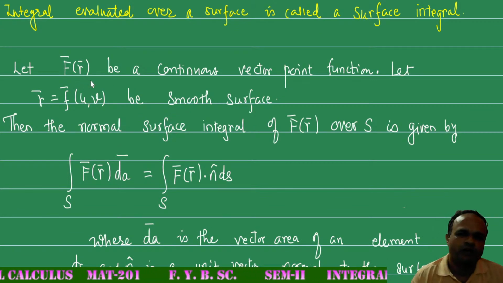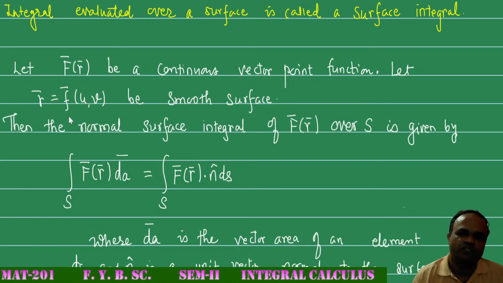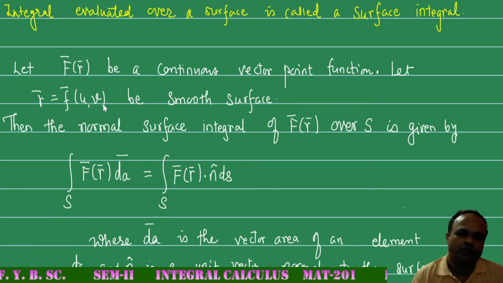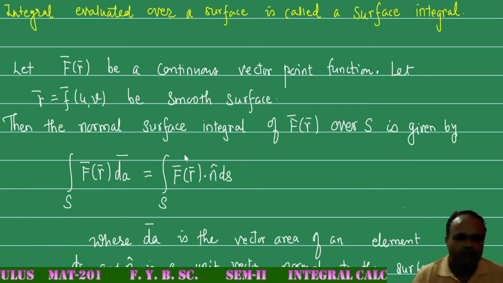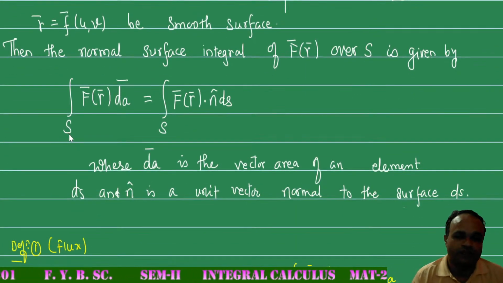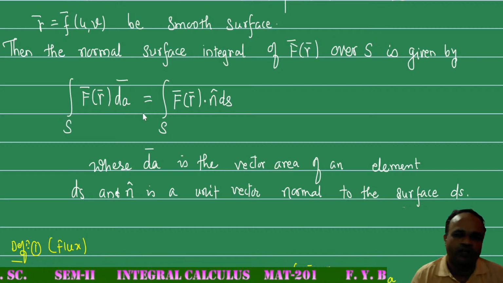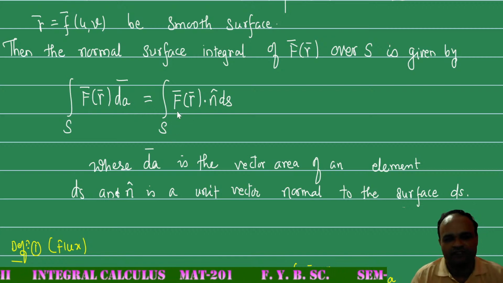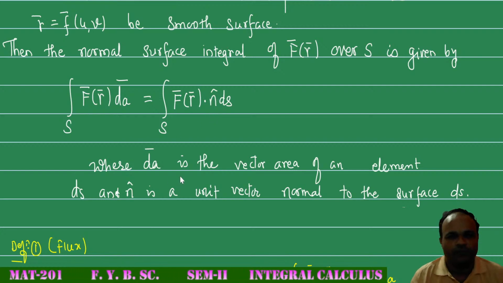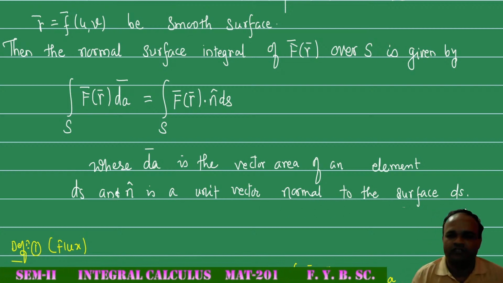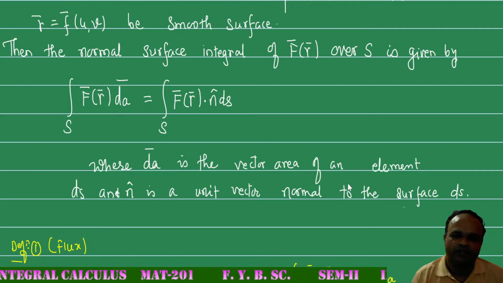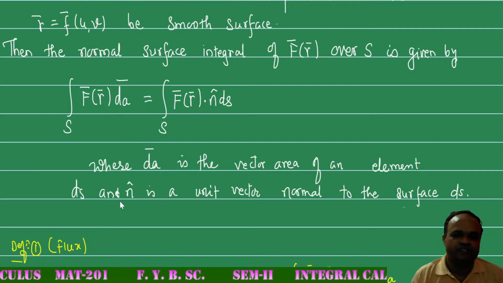So let f bar(r bar) be a continuous vector point function, and let r bar equal to r bar(u,v) be a smooth surface. Then the normal surface integral of f bar(r bar) over surface S is given by the integral over surface S of f bar(r bar) dot d A bar, that is, the integral over S of f bar(r bar) dot n cap dS. Here n cap is a unit normal vector to the surface, and d A bar is the vector area of an element dS.